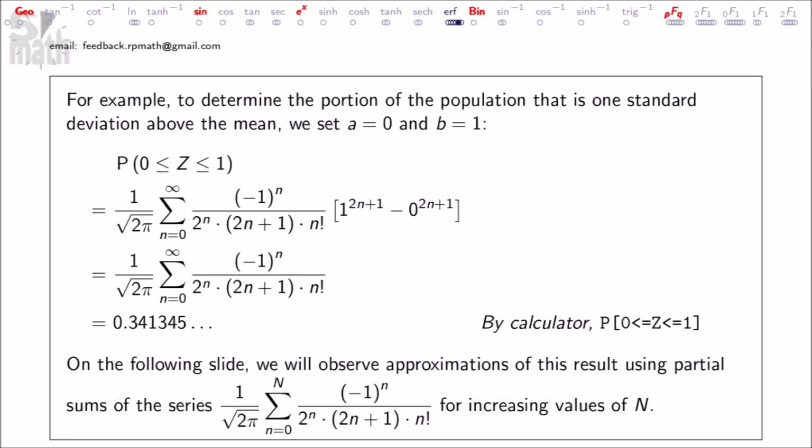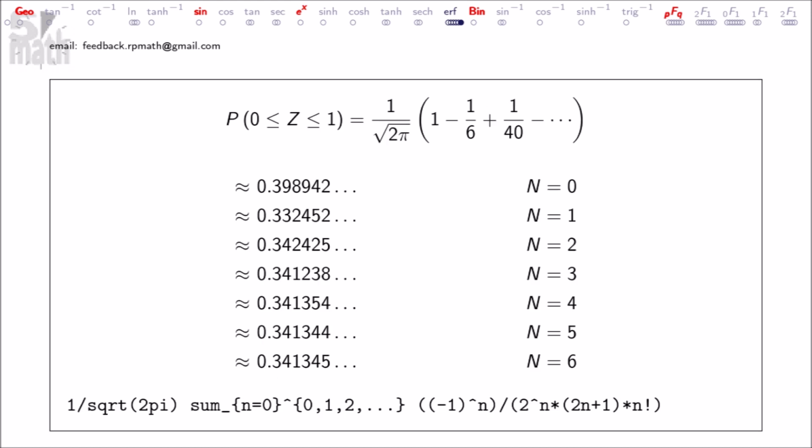On the following slide, we will observe approximations of this result using partial sums of the series for increasing values of n.